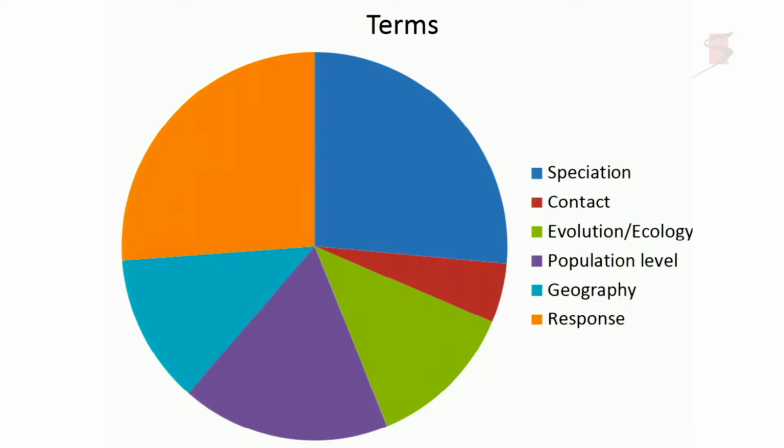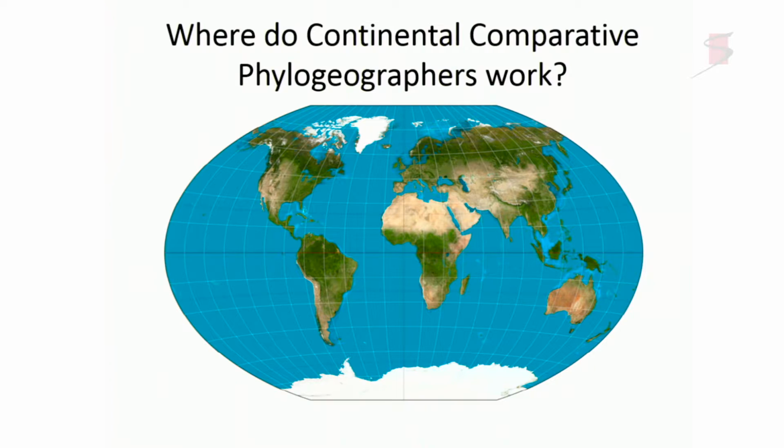So that's just kind of an idea of what the language and concepts are that continental phylogeographers are using, okay? I don't pretend those to be all of the terms, just the ones I thought of. All right, maybe a little bit more interesting is an overview of where continental comparative phylogeographers work, actually.